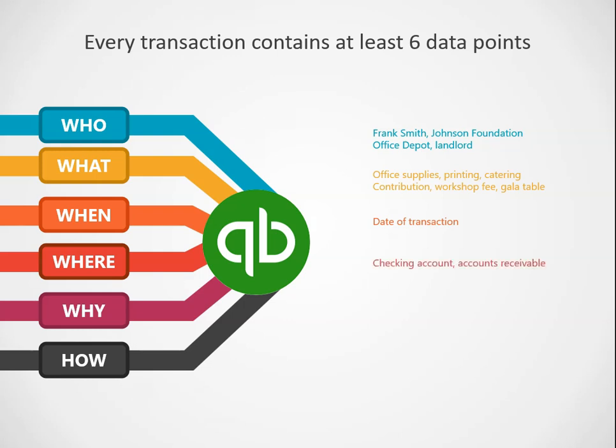Where? Now you think, that's strange. How does a transaction have a where? Well, it does. The transaction took place somewhere. Money came in and out. So our where might be the checking or savings account, accounts receivable or payable. But in one of our accounts in our accounting system, there is a where of where the transaction took place.